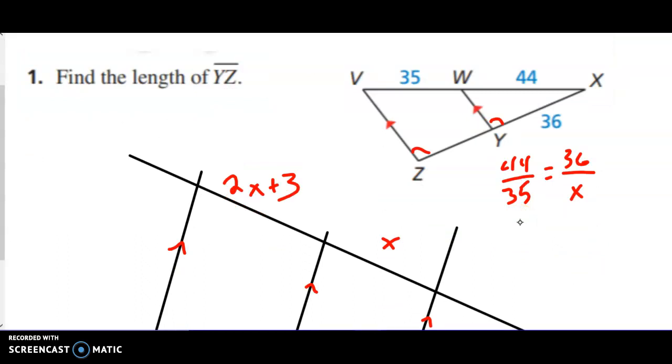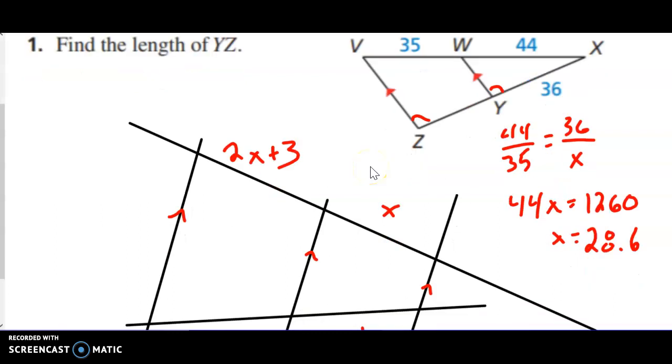And then we can cross multiply, and I get 44x equals, anybody know what 36 times 35 is? It is 1,260. And then divide by 44, and we get 28.6. I think I did something wrong. Let's see if I can figure out what it is. 44 over 35 equals 36 over x. Well, looking at the book, I was just thrown off as you guys are that it's a weird decimal, but that is correct. And so we'll keep that.